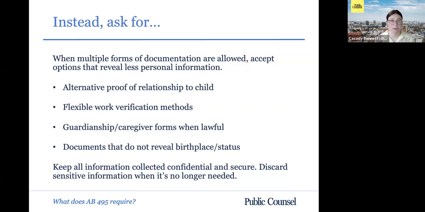You also should be discarding sensitive information when it's no longer needed. So again, that may be specific to the rules of your funding or the way you interact with certain laws. So you'll want to be aware of a few different things and what you can discard and how quickly. But that's something that we can talk to you all about as well.